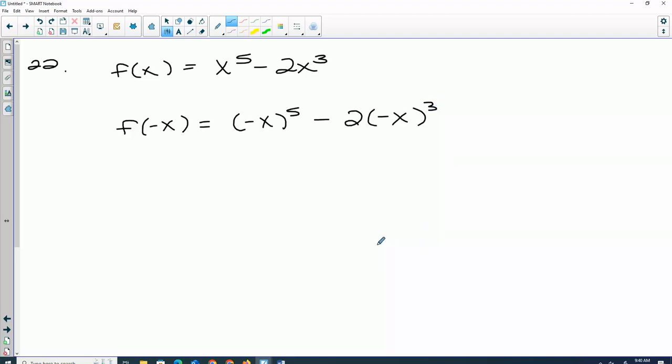Opposite, odd. So if I look at this, if you take a negative to the 5th power, is it positive or negative? Yeah, if you have 5 negatives, it's still negative, so we get a negative x to the 5th. If you have a negative cubed, is it positive or negative? Negative. So negative 2 times a negative x would make a positive 2x cubed. So even means it's exactly what we started with, is it? No. Odd is the exact opposite. If I came through and took the original times negative 1, and that's what we have here. So this is odd.